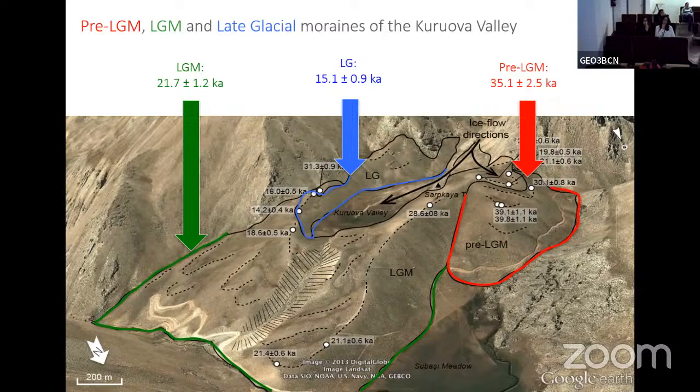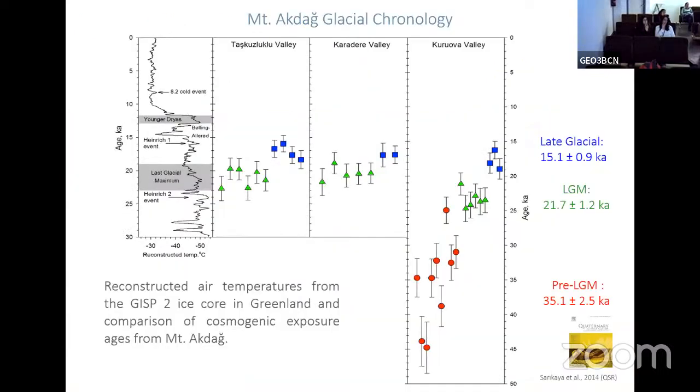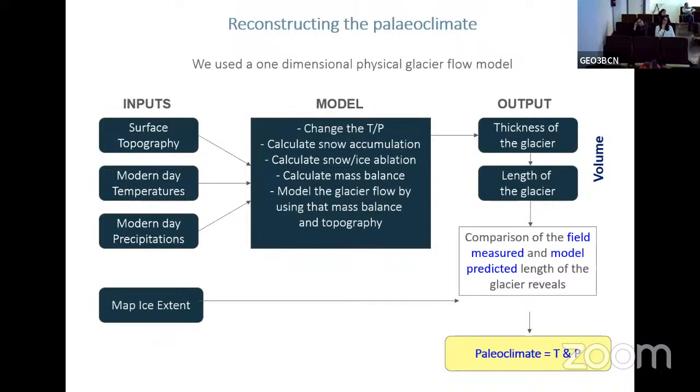So this is the chronology of this glacial valley. And we compare this with the Greenland ice cores, and you can come up with some paleoclimatic interpretation. What we do is we model the glacial, we use one-dimensional, now we use even two-dimensional physical glacial flow models.